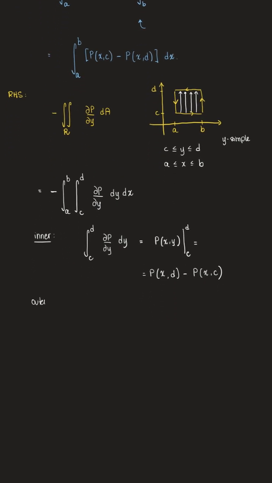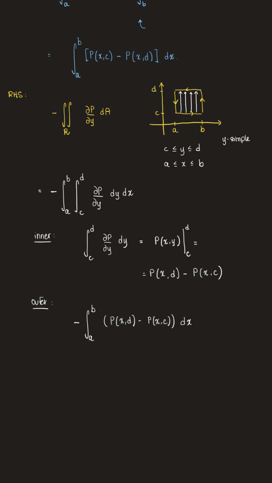If we do the outer integral now, remember that we have a negative on the outside, the integral from a to b of the result of our inside integral, P(x, d) minus P(x, c) dx.